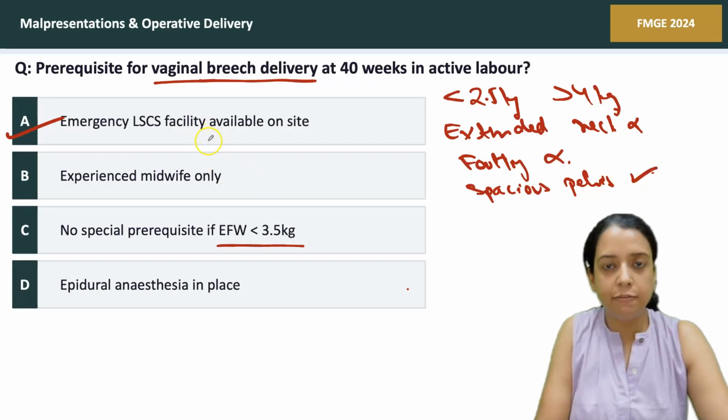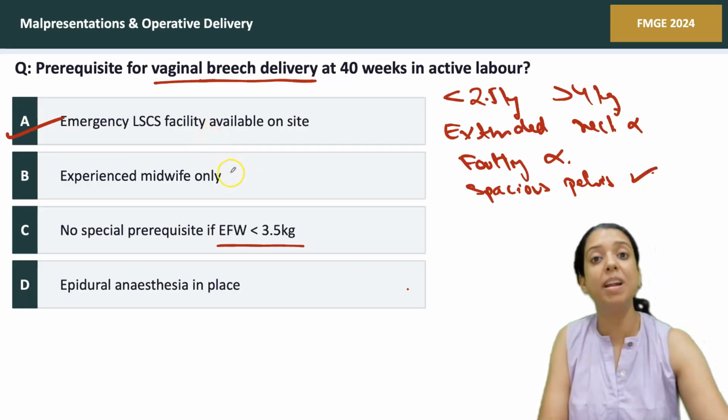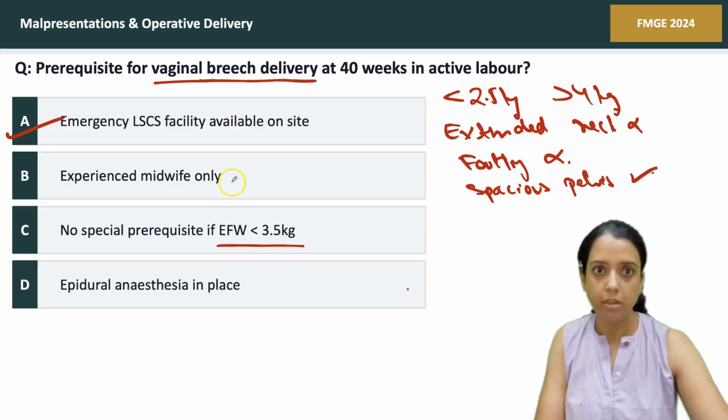There should be LSCS facility, there should be a pediatrician, there should be a trained person there. Okay?